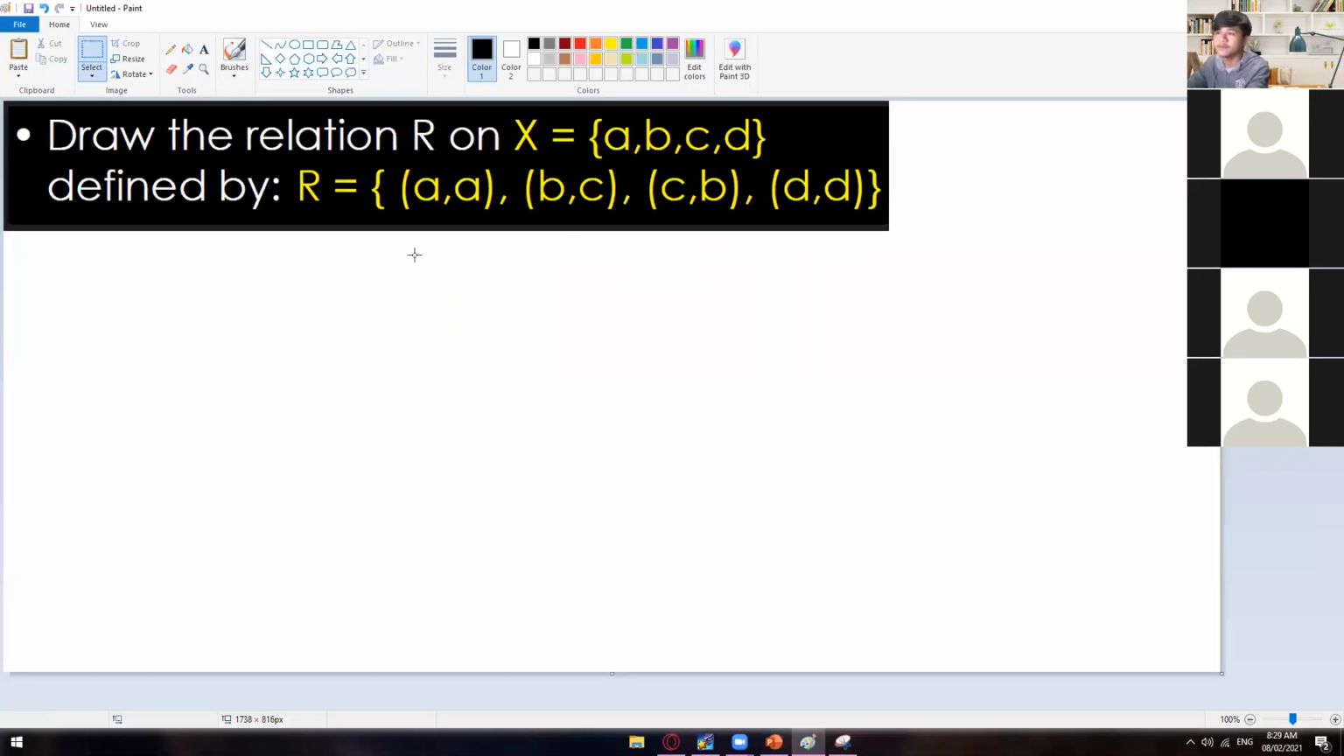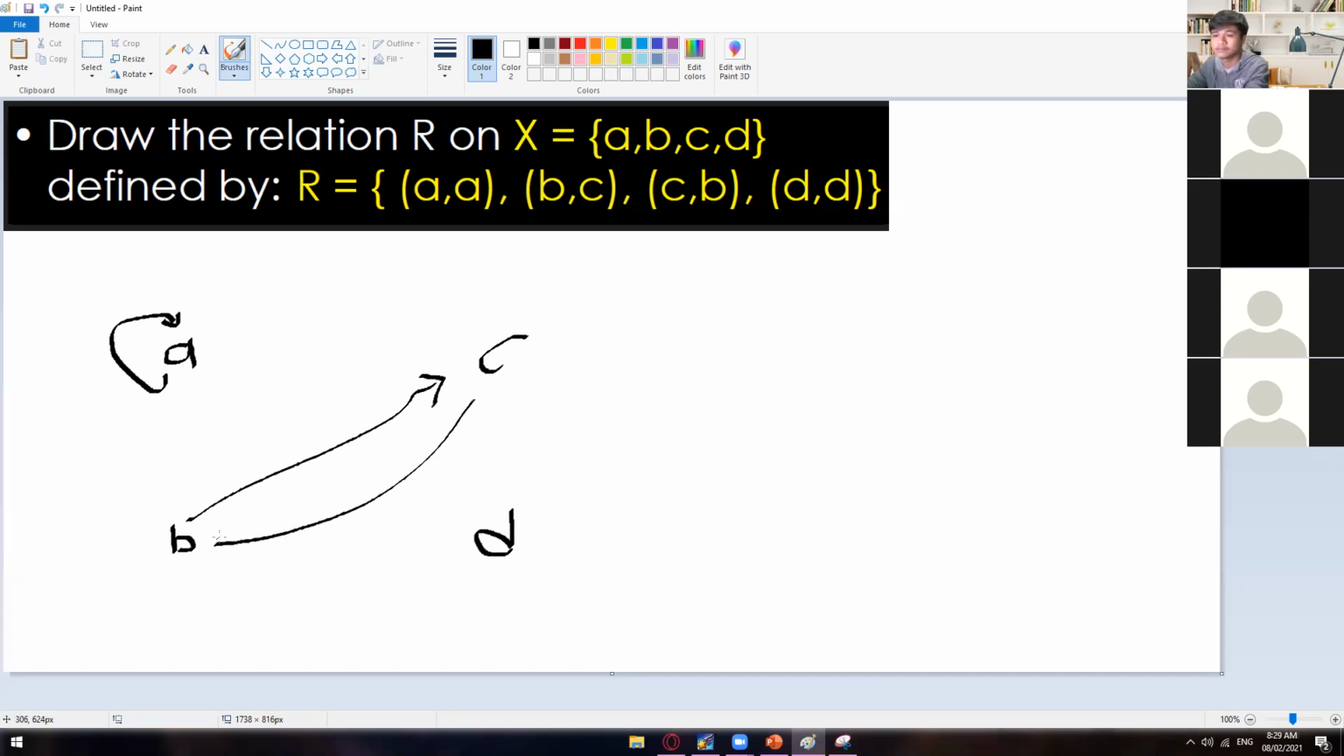All right. So from here we have elements A, B, C, and D. And then we have these relations. We have AA. Then we have BC. Then we have CB. Then we have DB. Okay. So this is now the diagram representation of this relation. All right. So very simple.